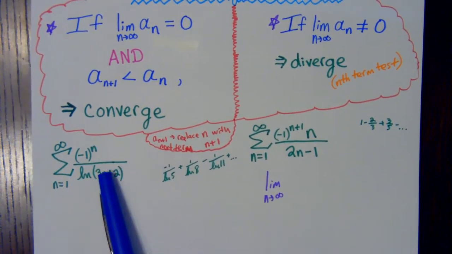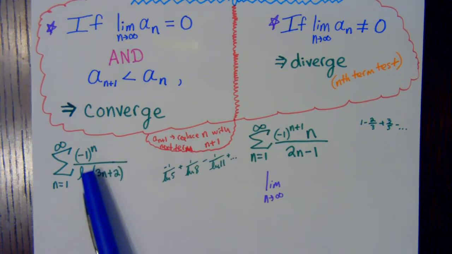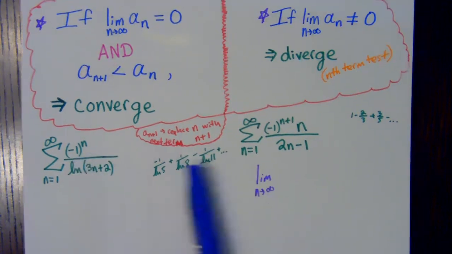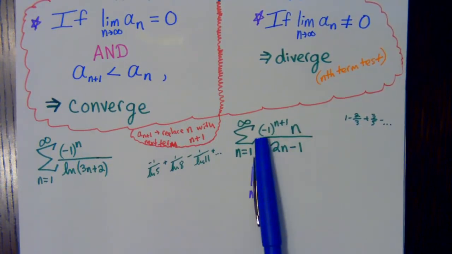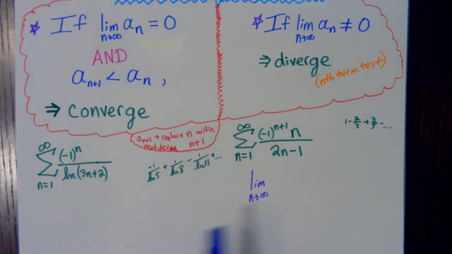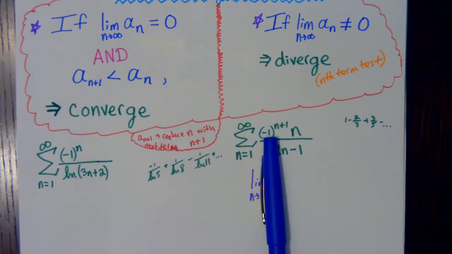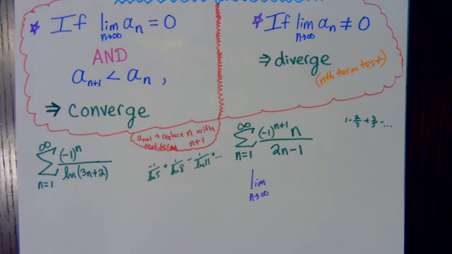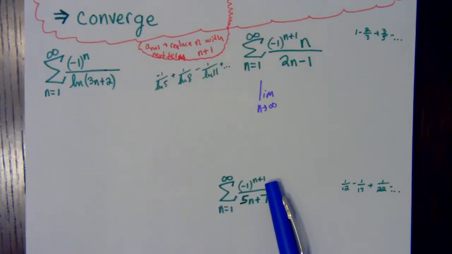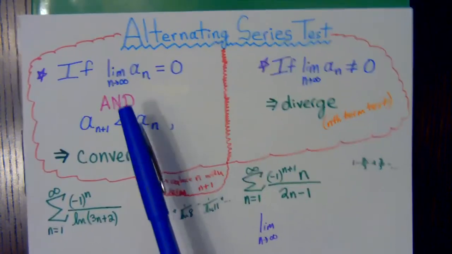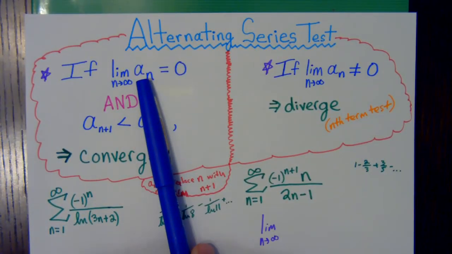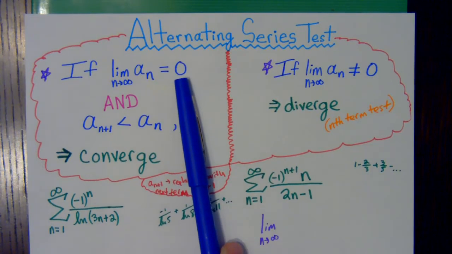The a sub n on this one is just 1 over ln of 3n plus 2, not that part that makes it alternate. The a sub n on this one is just n over 2n minus 1, just your main formula part, not including that notation. So when you're working out these problems, don't include that notation. That's falsified, and then your inequality might be messed up. You might be saying something's true and it's not true. Again, your a sub n is just 1 over 5n plus 7, not the -1 to the n plus 1 notation. So when you do the limit as n approaches infinity of that a sub n part and you get that it's equal to 0, that's one part.